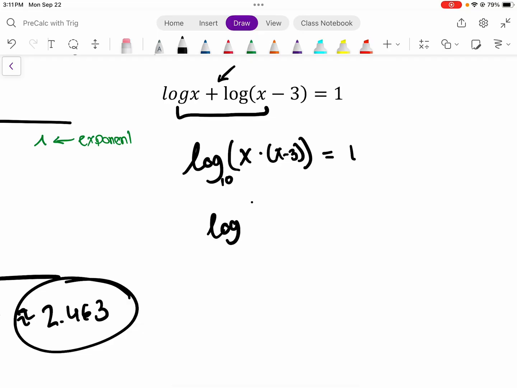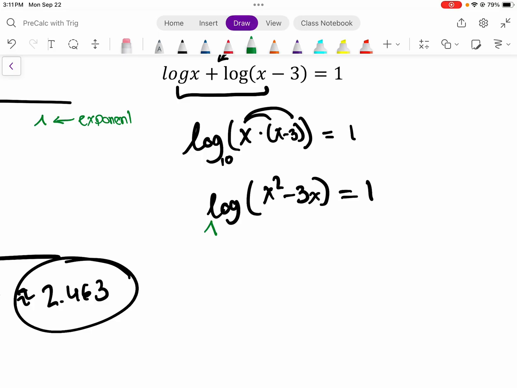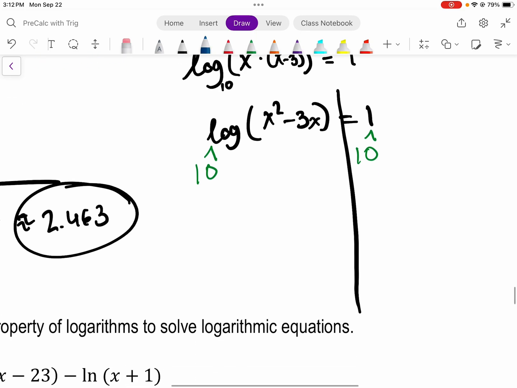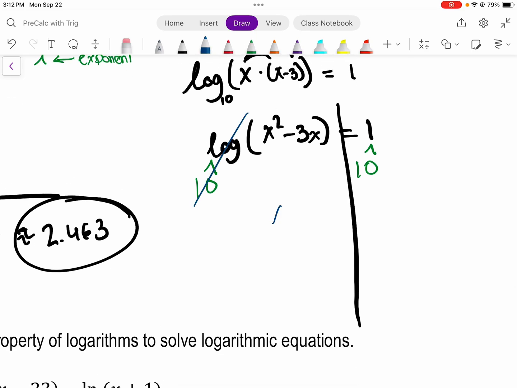All right, so I'm going to simplify this a little bit. So I have log of x squared minus 3x. All I did was distribute that. And now our log is completely by itself. We can get rid of it. So I'm going to do the opposite of the log, which is an exponent. And we need to raise it using the same base. Remember, what is the base of the common log? Well, the base would be 10. And whatever I do to one side, I do to the other. Well, that's gone. And I'm left with x squared minus 3x equals 10 to the power of 1, which is just 10.